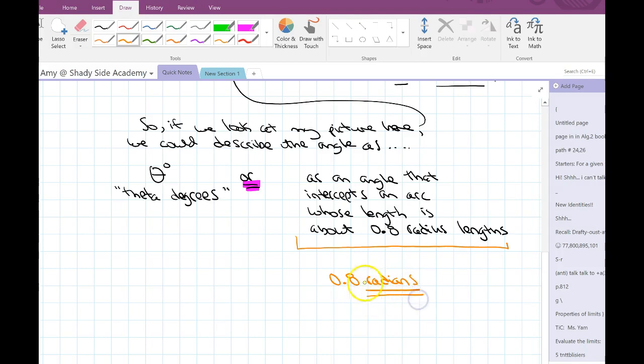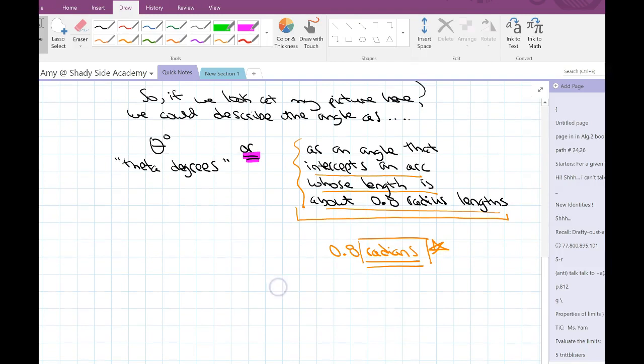This word right here, radians, people toss it around all the time. If you go to a party, everyone says radians, radians, radians. Does someone actually know what 0.8 radians means? It means the angle intercepts an arc whose length is about 0.8 radius lengths. This word is this paragraph.